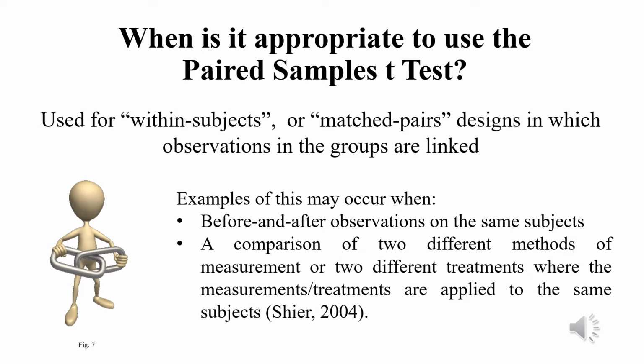The paired samples or dependent t-test is used for within subjects or matched pairs designs in which observations in the groups are linked. The linkage could be based on repeated measures, natural pairings such as mothers and daughters, or pairings created by the experimenter. Some other examples of when this may occur are before and after observations on the same subjects. For example, students' diagnostic test results before and after a particular modular course, or a comparison of two different methods of measurement or two different treatments where the measurements or treatments are applied to the same subjects.